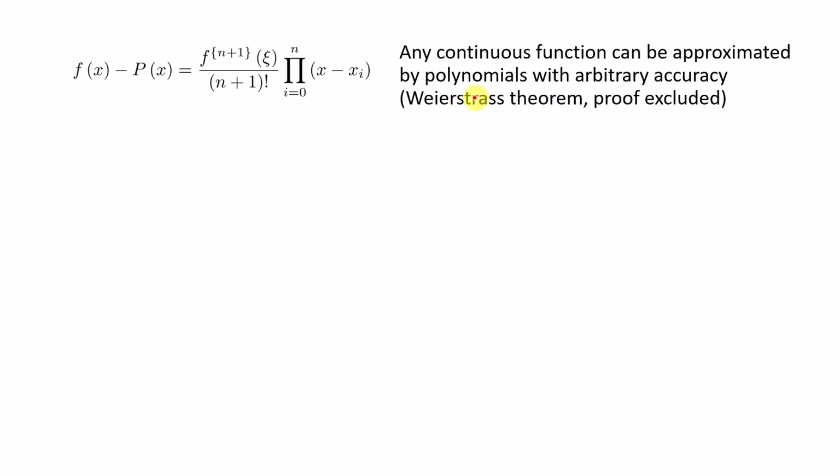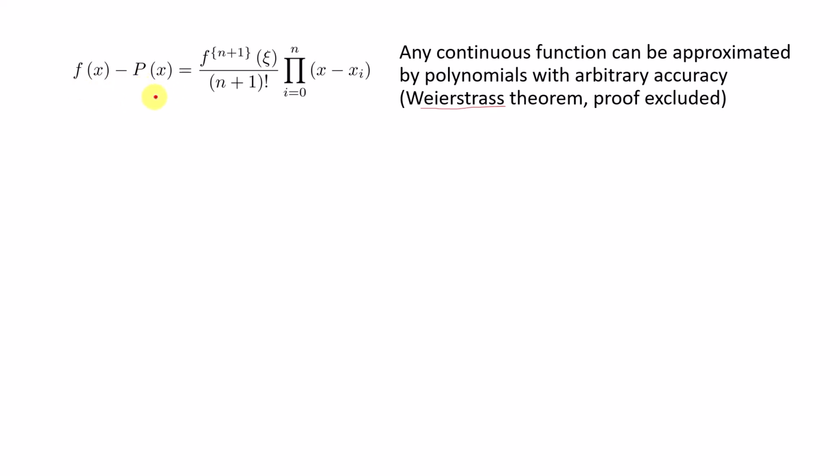Now we know from the Weierstrass theorem, which we are not going to prove here, that any function can be approximated by a polynomial. There is an important theorem in calculus known as the Weierstrass theorem that says that any continuous function we can approximate with a polynomial with arbitrary accuracy. So we can reduce this error as much as we wish using a polynomial.